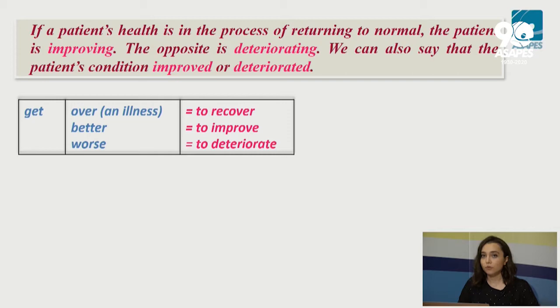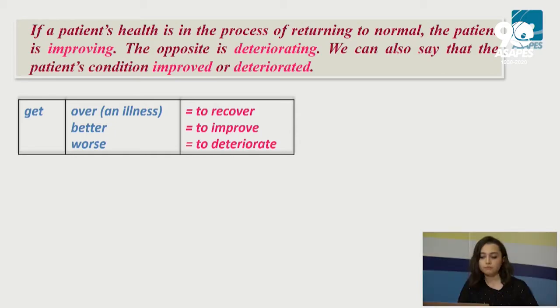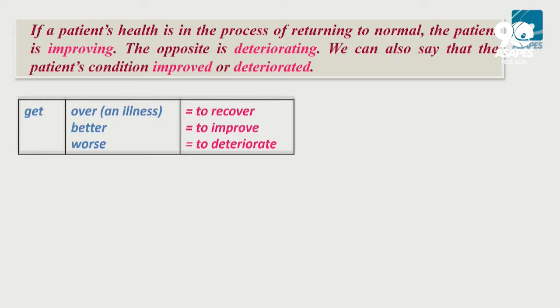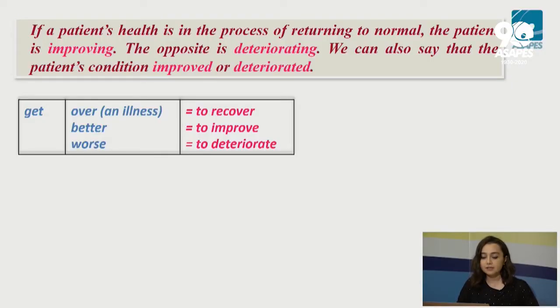And the opposite of the word improving is deteriorating. It means that the patient feels worse and worse. We can also say that the patient's condition is improved or the patient's condition is deteriorated. There are several phrasal verbs that help us to replace the words improving and deteriorating. They are get over an illness, which means to recover, get better, which means to improve, or get worse, which means to deteriorate.